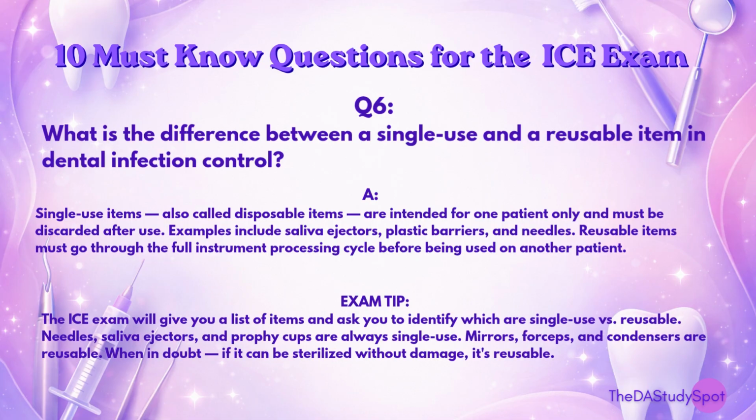Exam tip: the ICE exam will give you a list of items and ask you to identify which are single-use versus reusable. Needles, saliva injectors, and prophy cups are always single-use. Mirrors, forceps, and condensers are reusable. When in doubt, if it can be sterilized without damage, it's reusable.